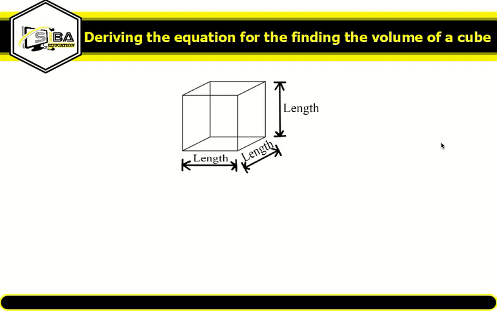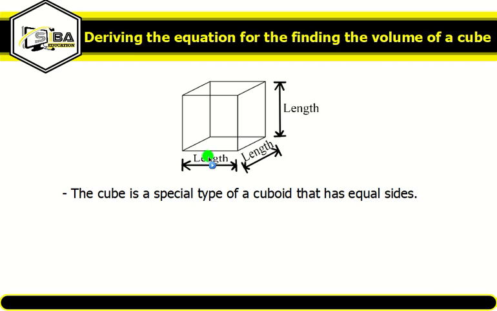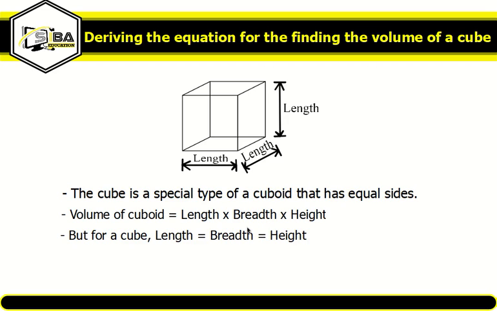Now let's look at how we can find the volume of a cube. We need to understand that the cube is a special type of a cuboid. Yes, it is a special type of a cuboid that has all its sides being equal. We just revise that the volume of a cuboid is given by multiplying the length, the breadth, and the height. But for a cube, all the sides are equal. So the length, the breadth, and the height are all equal.